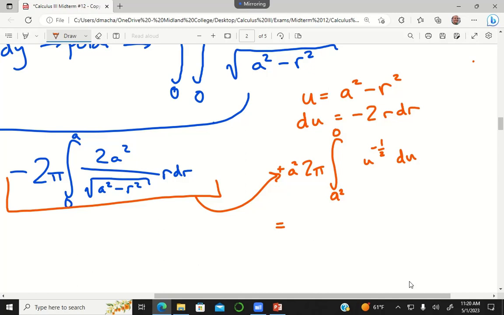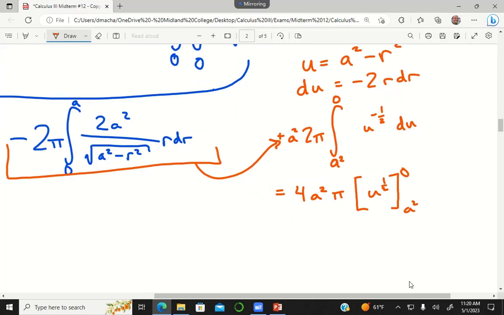Now the antiderivative of u to the negative half is going to be u to the positive half, and then you divide by half, so it's going to be times 2. So this is going to be something like 4a squared pi u to the 1/2 evaluated at a squared and 0. Let me know if I'm making a mistake, because I feel like there's a lot of arithmetic. And then if I plug in 0, everything's 0. If I plug in a squared, this is going to be negative a. So this is really negative 4a cubed pi. Is that correct? Okay. Good.